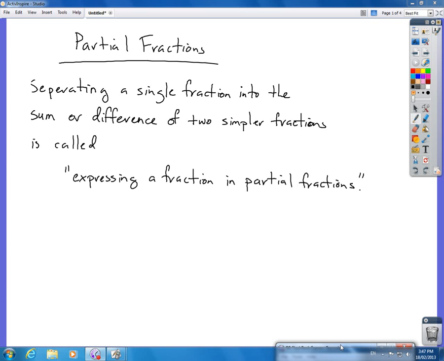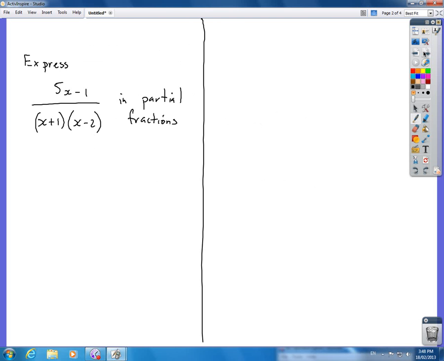I'm talking to you today about separating a single fraction into the sum or difference of two simpler fractions. And this is what we call expressing a fraction in partial fractions. So let's do it. It says express (5x - 1) over (x + 1)(x - 2) in partial fractions.